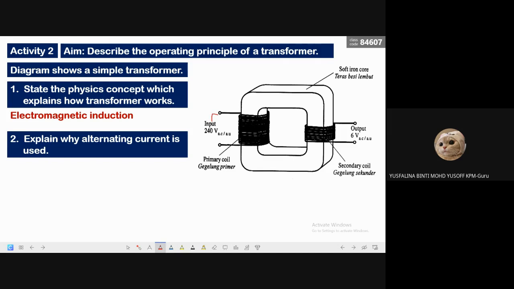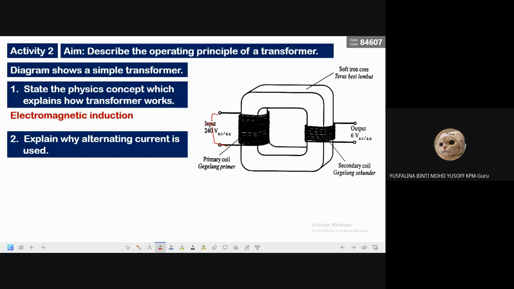Of course, the primary side gets the current supplied by using AC. But at this side, how do they get the current? Because this side is not connected to any battery or power supply. So how can this one get the current? We use electromagnetic induction.